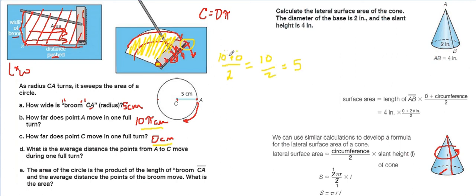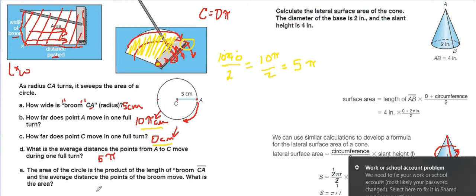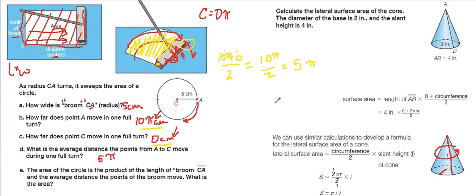Sorry, this should have been 10 pi. So this is 5 pi. So what's the average distance? I just found that is 5 pi. You take this plus this divided by 2. You'll probably need to be able to do that.